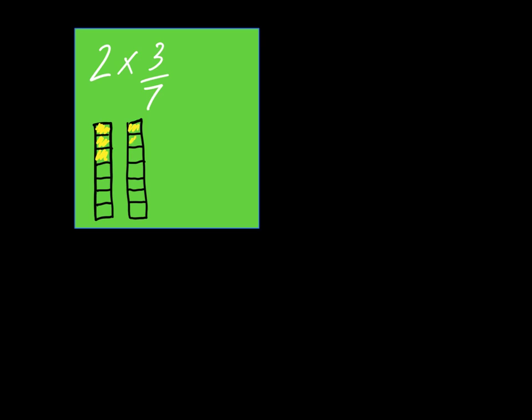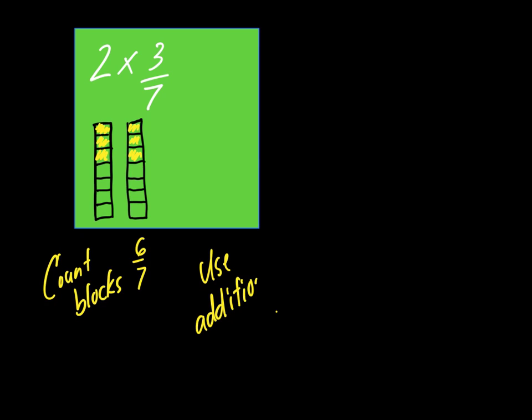I'm going to just color them separately, and I can ask myself how many sevenths do I have colored in, and you can see I have 1, 2, 3, 4, 5, 6, so I have 6/7 colored in, so we could count the blocks. So that's one way to get this answer. You could do an addition problem, so we could use addition, and remember multiplication means it's kind of fast addition. 3/7 plus 3/7 equals 6/7.